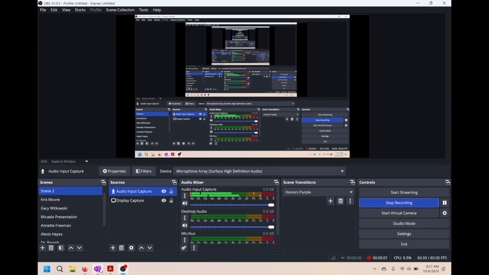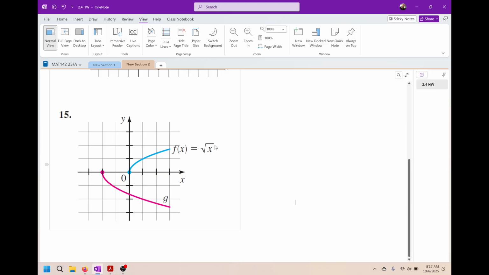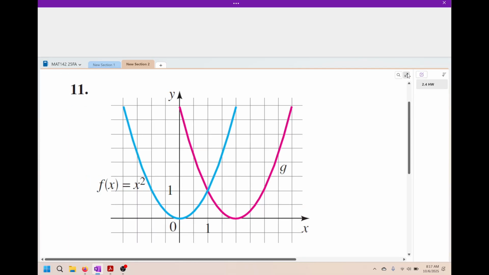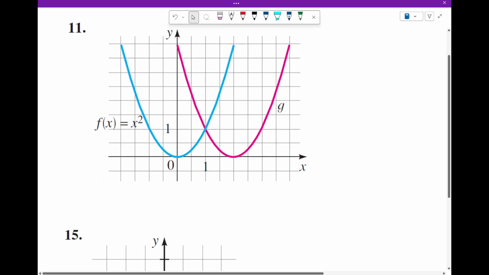All right, we're going to try our best with this. So here's some of the homework right here. So like I said, we're going to see how well this works. The first problem is number 11, where they just want you to go ahead and graph or find a formula.